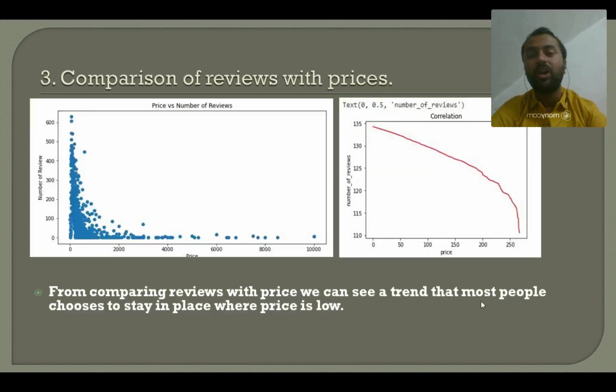So what was the output I got from this analysis? Here is a scatter plot and the correlation between number of reviews and price. After analyzing these two graphs, I came to know about a trend: most people choose to stay in a place where the price is very low. People prefer very low prices, and they also consider how many ratings or reviews have been given by other customers to that place.